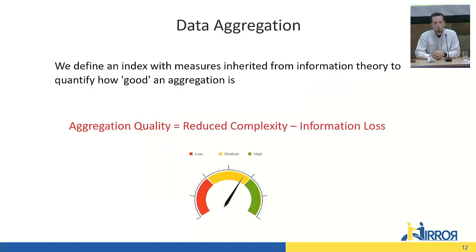And for that, what we did is define an index which contains measures inherited from information theory to quantify how good an aggregation is. This index is basically a trade-off between the gain from the reduced complexity in the aggregation and the information that has been lost in the process of this aggregation. In this way, we keep the semantic concept of the group, but also give back some additional information on the quality of the aggregation to the analyst that he can also take into account for the analysis.